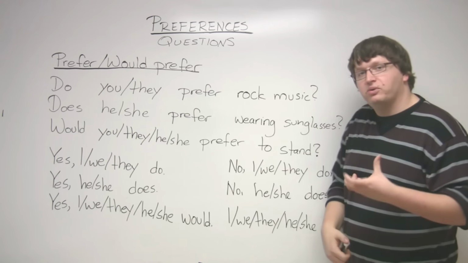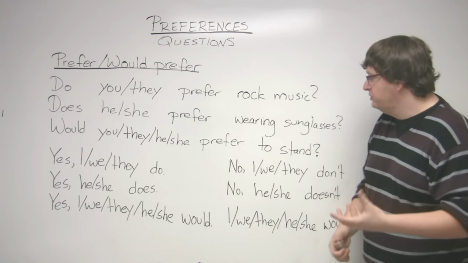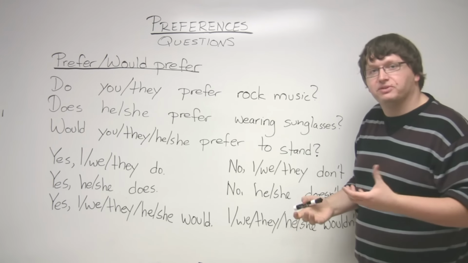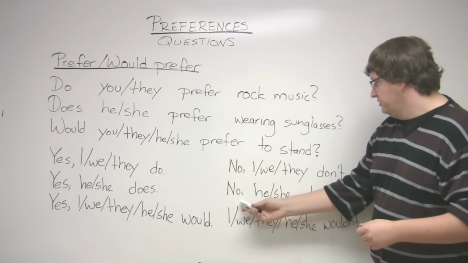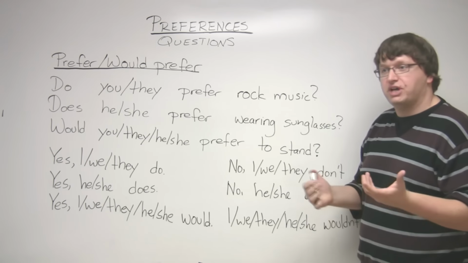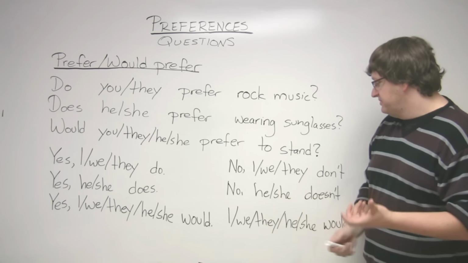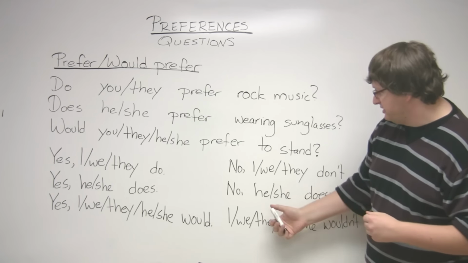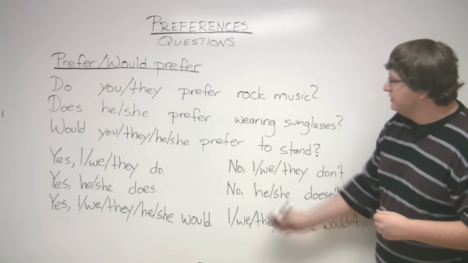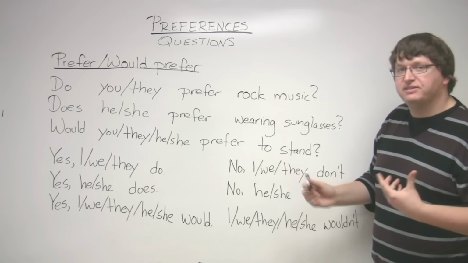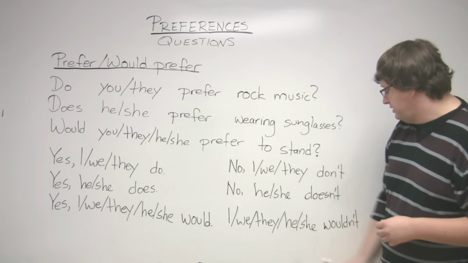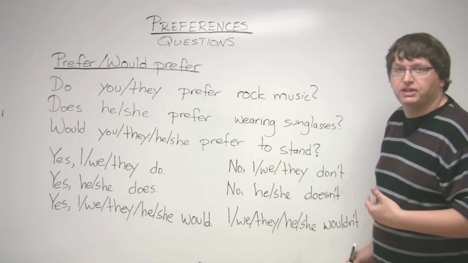Okay, and if you want to say no, again, very simple if you've studied the verb do. No, I don't. Do you prefer rock music? No, I don't. I prefer jazz. No, he or she doesn't. Does he or she prefer jazz to rock music? No, she prefers rock. Okay. When you're doing would prefer, would you prefer to stand instead of sit, maybe on the bus? You just answer with no, I wouldn't, or would not, right?